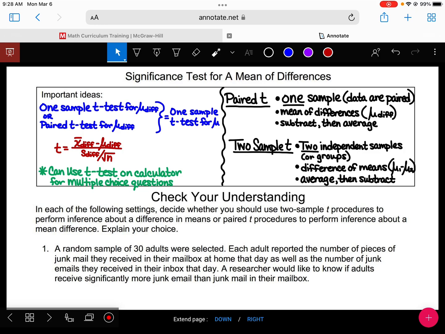With two sample, you have two independent samples or two groups that you're gathering data from. This would be a difference of means. You're subtracting means. Here you have the average of the subtraction. That's a mu diff. Here you have the subtraction of your mu's, difference of means. You average them and then subtract.